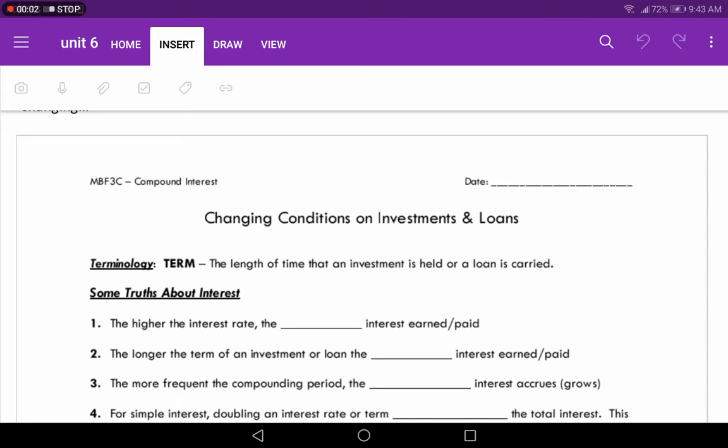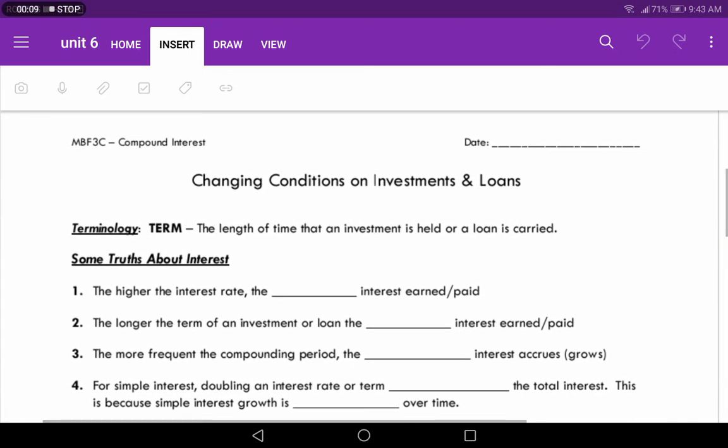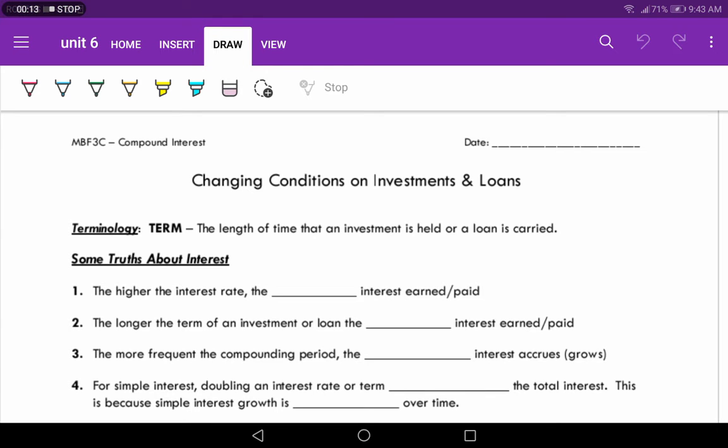This is the fifth and final note of Unit 6 on compound interest. Specifically in this note, we will be talking about changing conditions on investments and loans.